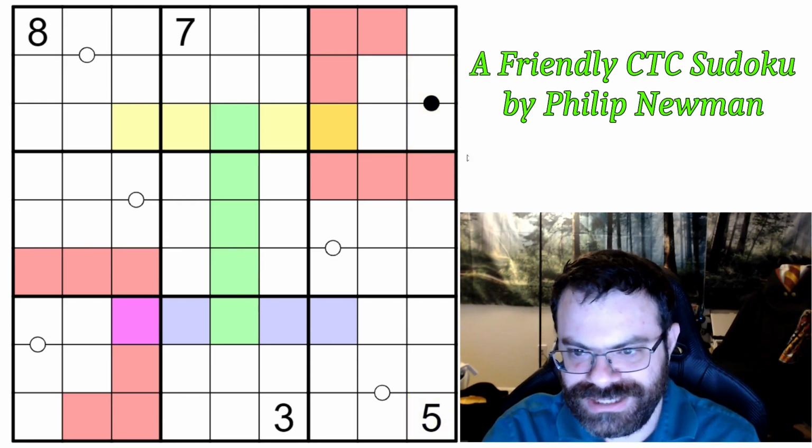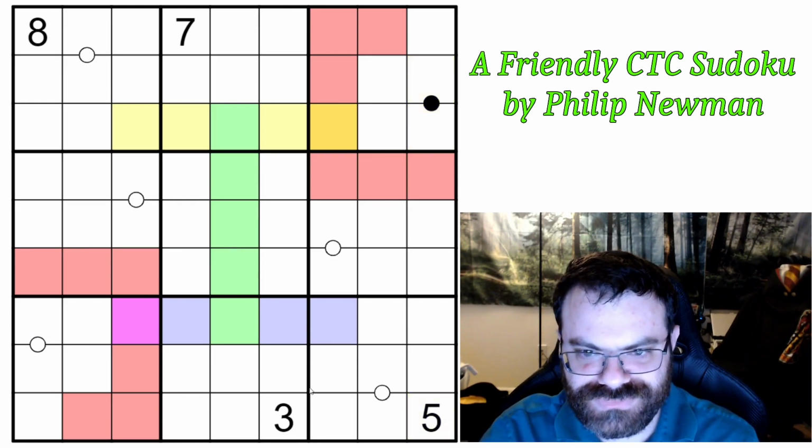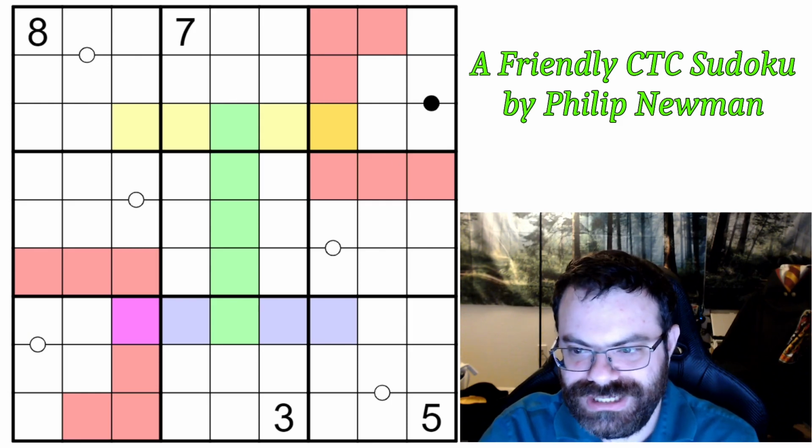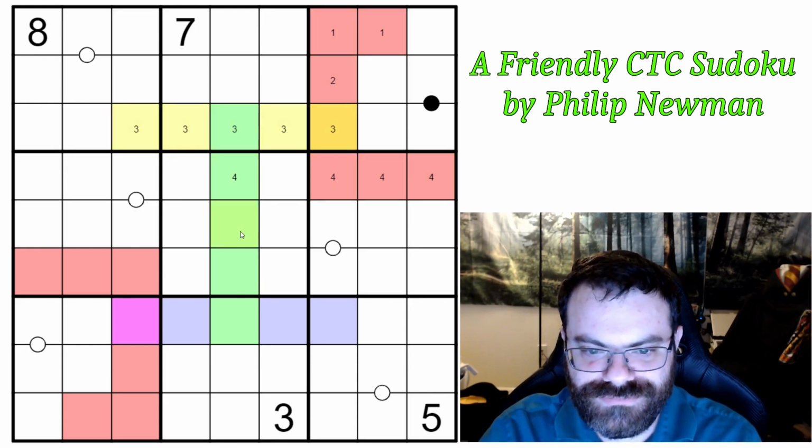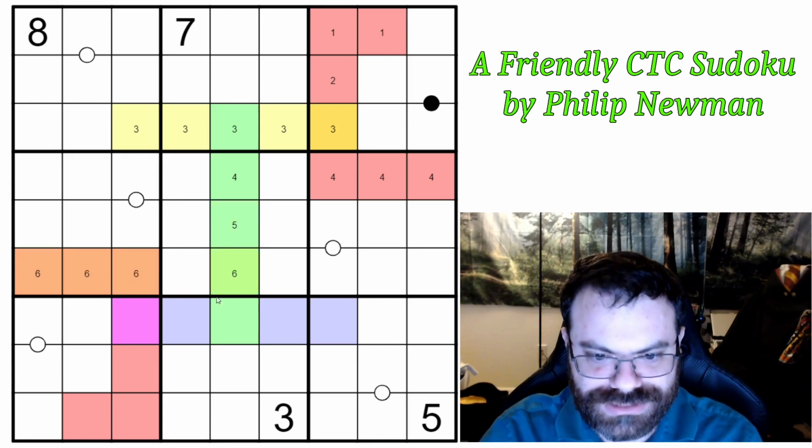It can't be a 5 anyway, and nothing else looks in. So I think we're just probably intended to start by filling. I'm going to do rows like this: 1, 2, 3, these are 4, 5, 6, 7, 8, and 9.